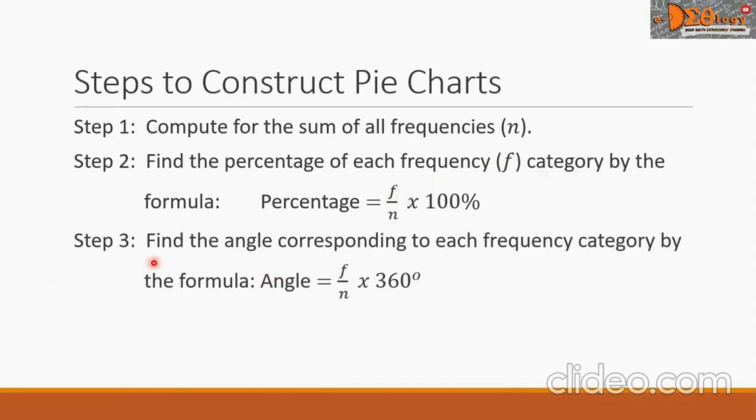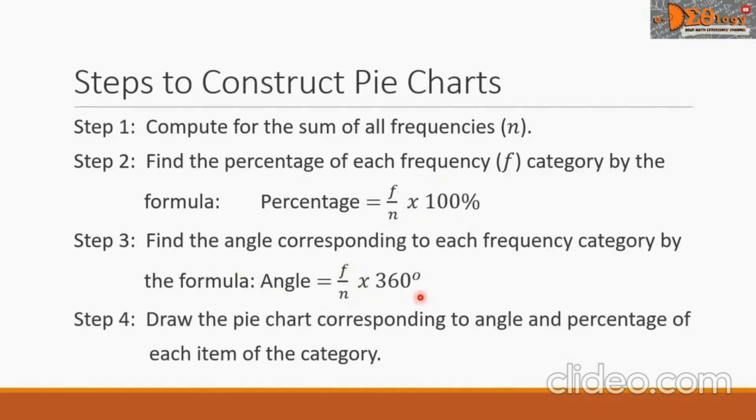Step 3. Find the angle corresponding to each frequency category by the formula angle equals f over n times 360 degrees. Step 4. Draw the pie chart corresponding to the angle and percentage of each item of the category.